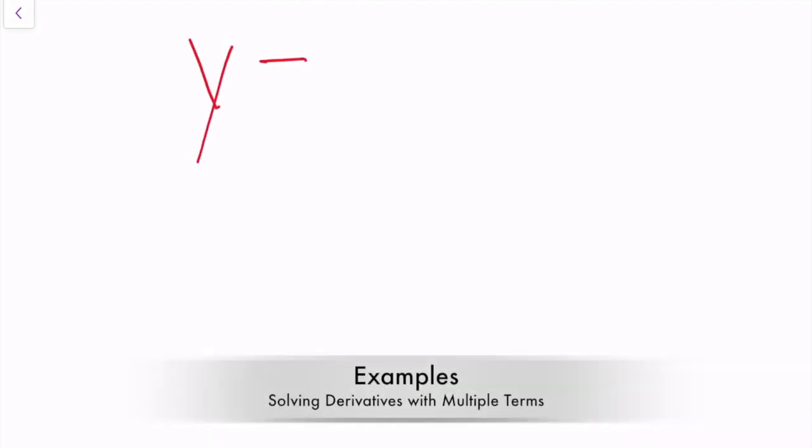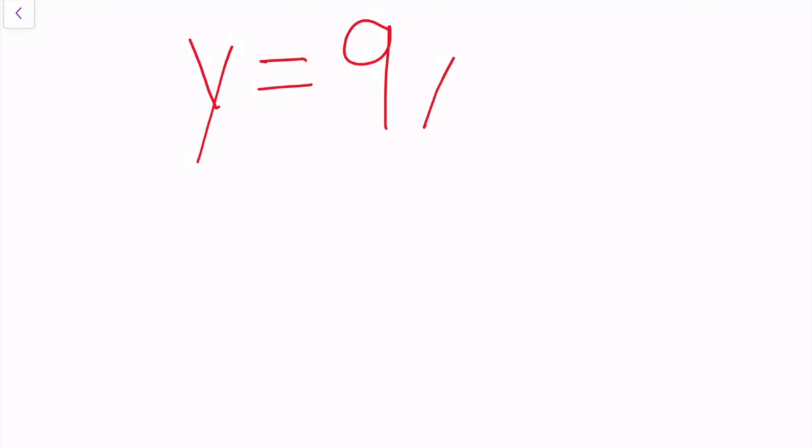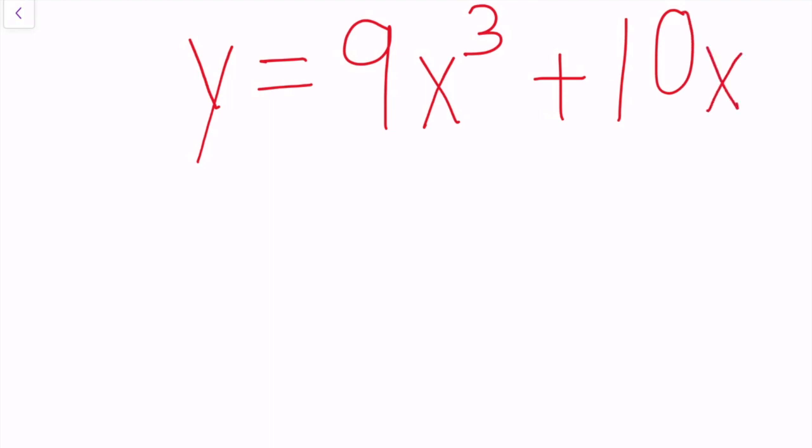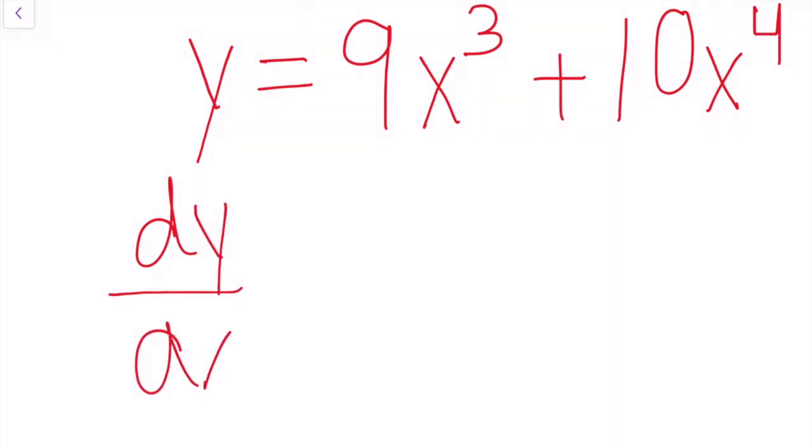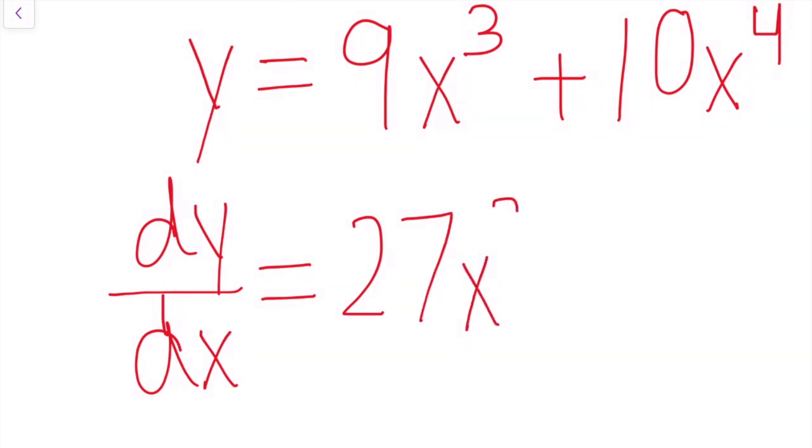The next example is y equals 9x cubed plus 10x to the 4th. You are able to take the derivative of these two terms because they are connected with an addition sign. If they were connected by multiplication or division, you would have to use a different rule. So, to take the derivative of 9x cubed, bring 3 to the front times 9, which is 27, and then subtract 3 by 1, which is 2. Same thing with the next term, and you get 40x cubed.